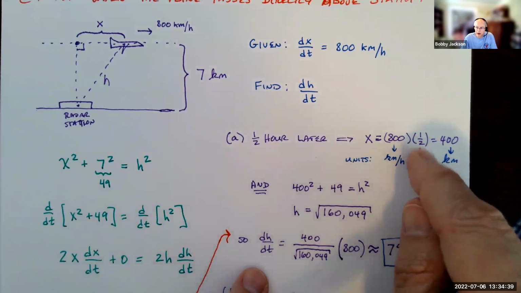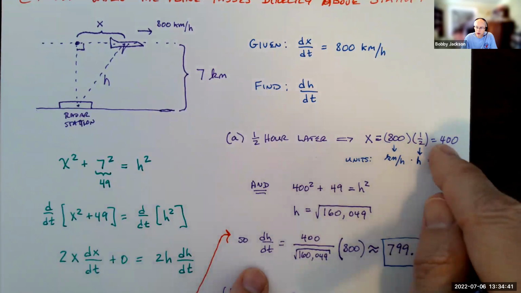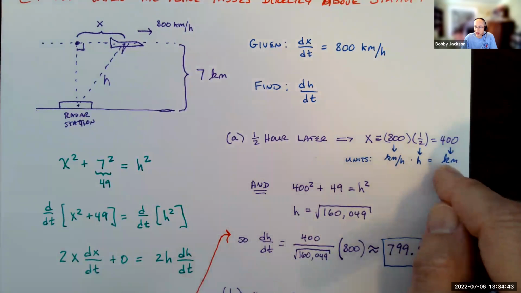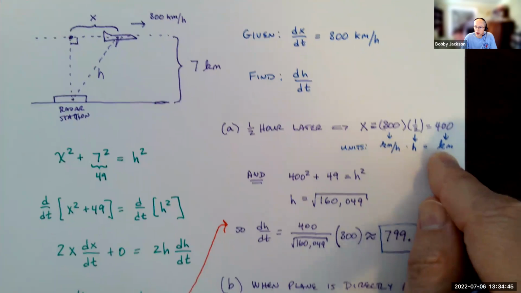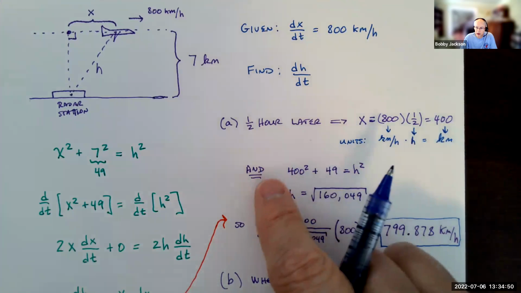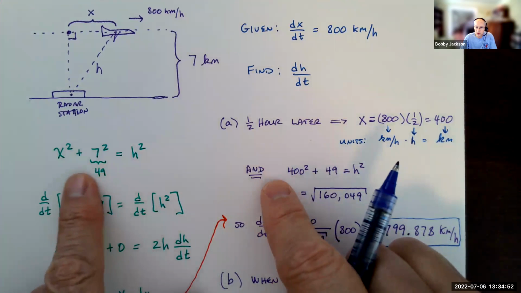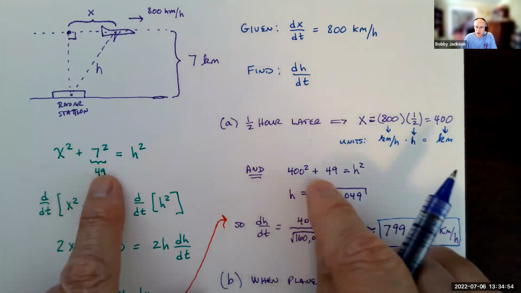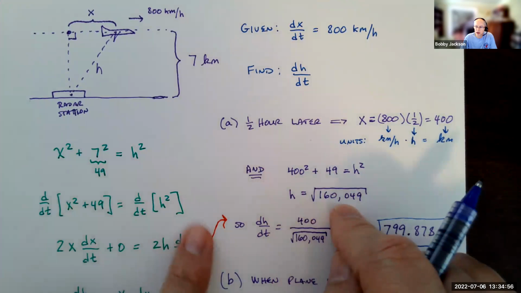So if I multiply that by 1/2 an hour, I'm going to get 400 kilometers. So in half an hour, x is 400 kilometers. That's the value of x, 400, half an hour later. What about h? Well, we know this relationship here. If I replace x with 400, I can solve for h, which I've done here.